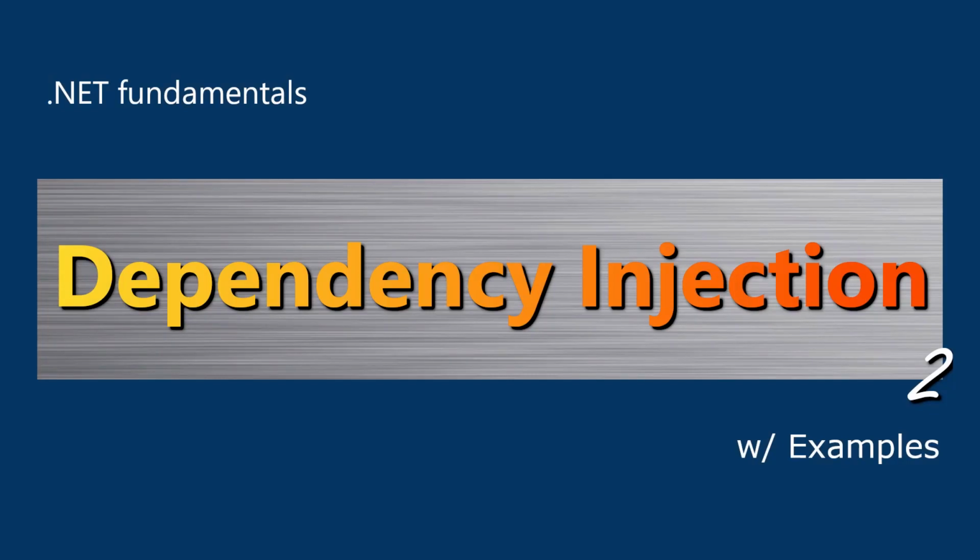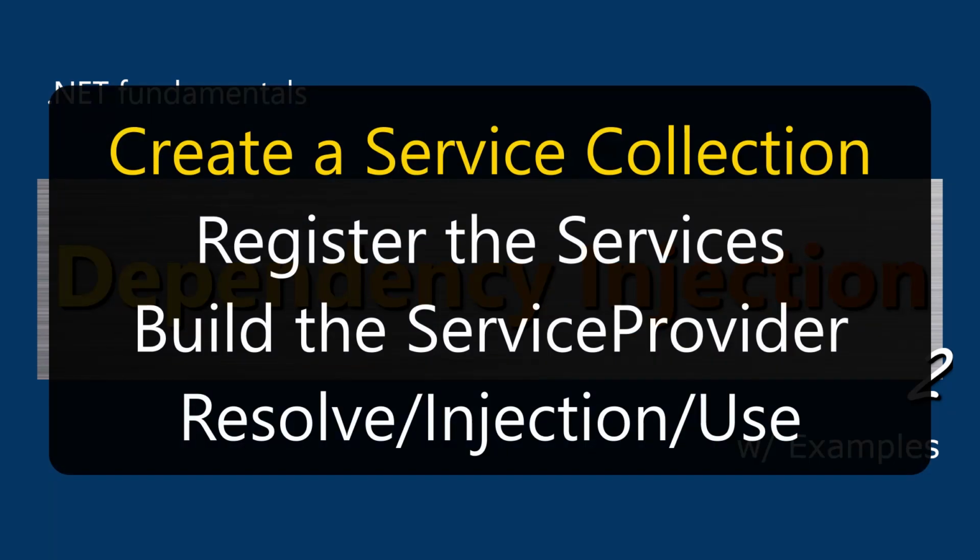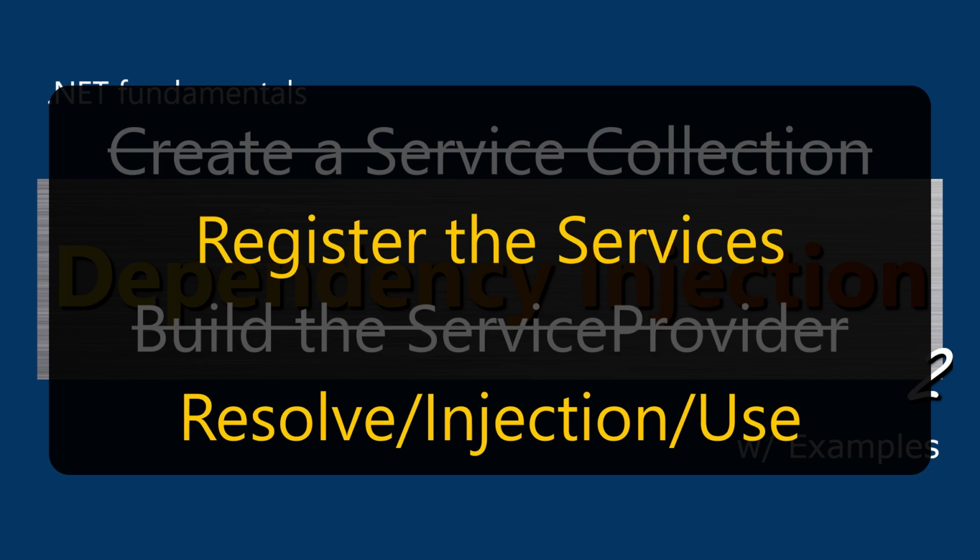Alright, that's it for today. We started with an example in a .NET Core console application. There we touched on the four steps to use dependency injection. They are creating a service collection, registering the services, building the service provider, resolving injection and using. Then we saw an example of how dependency injection is integrated with an ASP.NET Core application. Within it, we only need to focus on the steps of registering the services, and the injection and use of them.